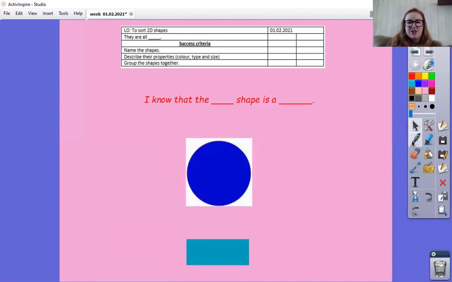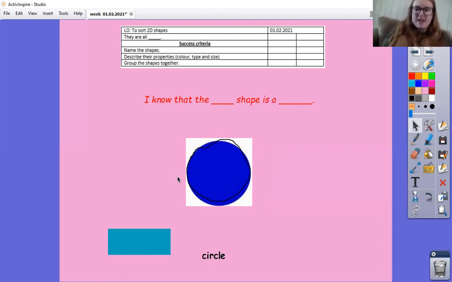Let's look at our last shape. So I can see that this shape has, how many sides does it have? Well, let's have a look. It has one curved side all the way around. What shape does that make it? It makes it a circle because it has one curved side all the way around. I know that this shape is a circle.